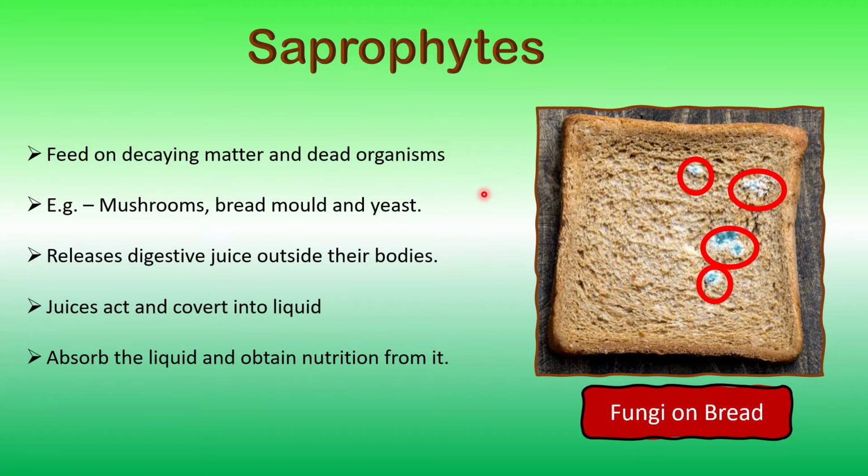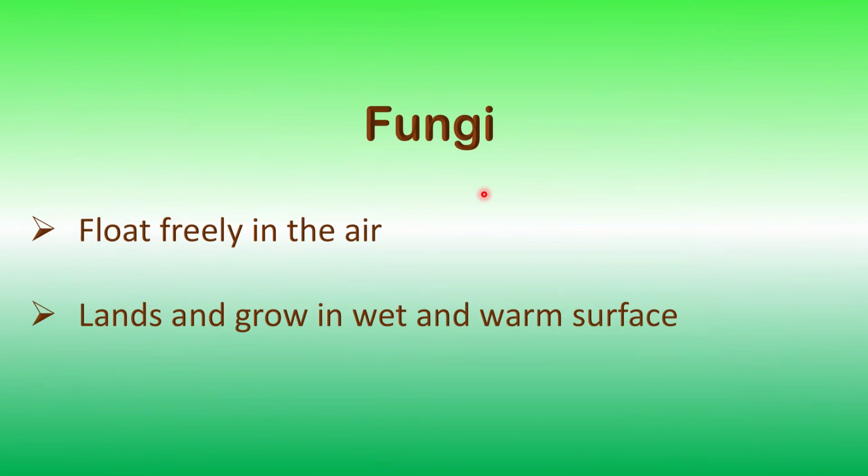So now, let's see how the fungi come on different places. The fungi float freely in the air. Whenever they find a wet and warm surface, they start to land there and grow in that place. This is the suitable place for the growth of fungi. Now we will do an experiment.